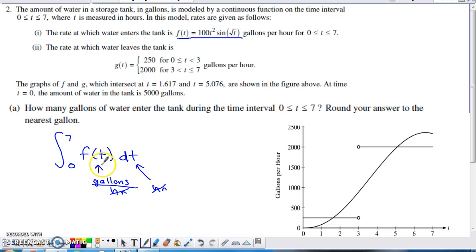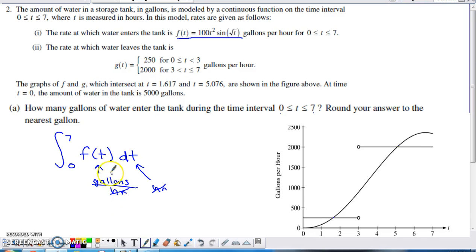And if we integrate that rate of change across the appropriate limits of integration, which are specified for us in the problem statement for part A here, our result is going to have units where the function value would be measured in gallons per hour. The differential right here is going to have the same units as the independent variable. That would be hours. Those cancel. Our result is going to be a certain number of gallons.